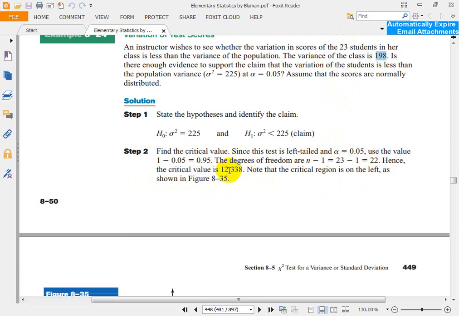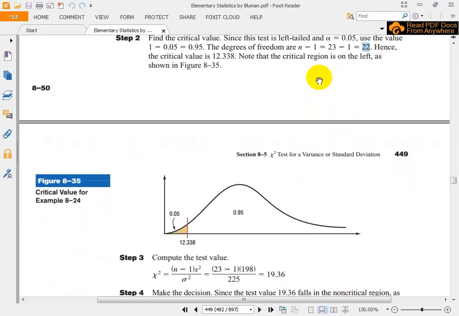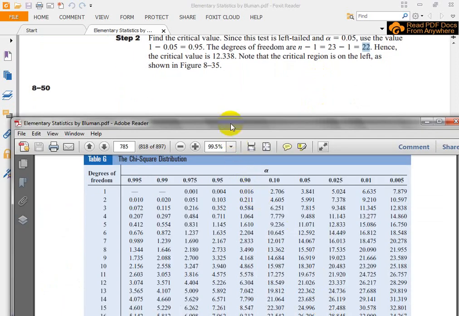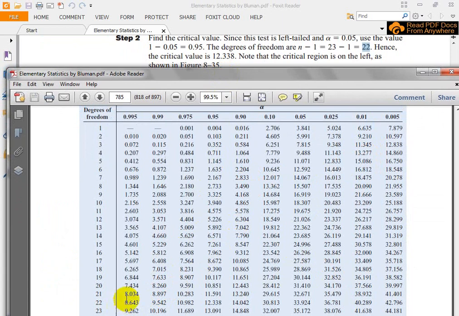So how to get this one? Please let me know the degrees of freedom 22 and alpha 0.05. Okay, good. Now I'll be going for the chi-square table. So I'm going for the 22. And what is the alpha? 0.05. So I'm going for the 0.05. So 22 and this one.